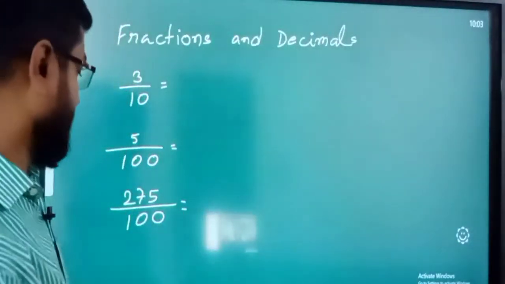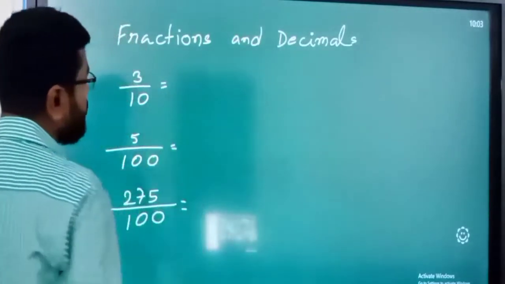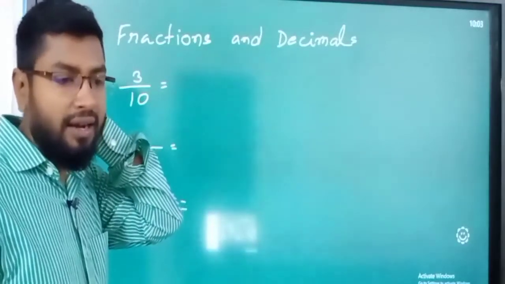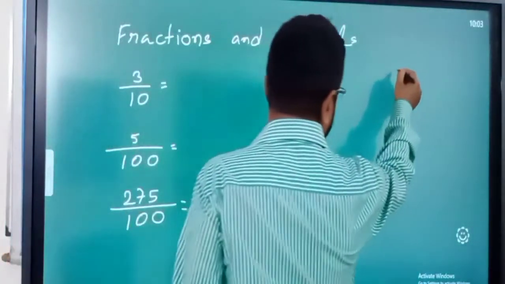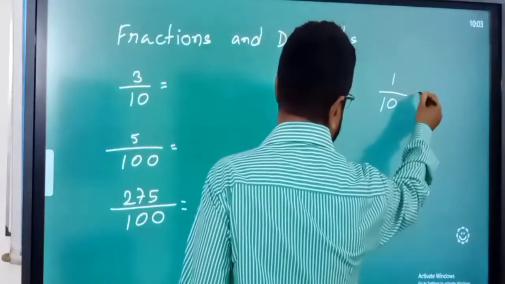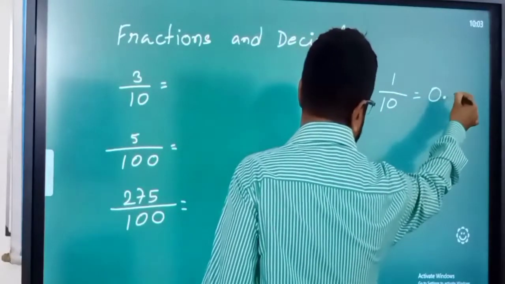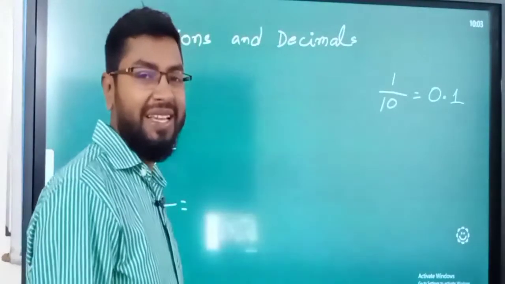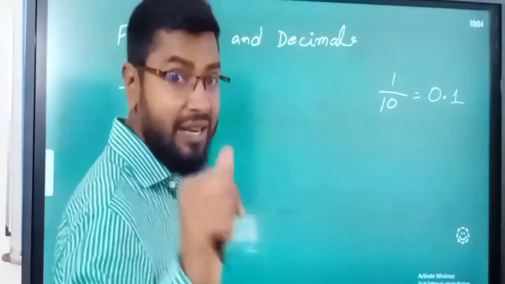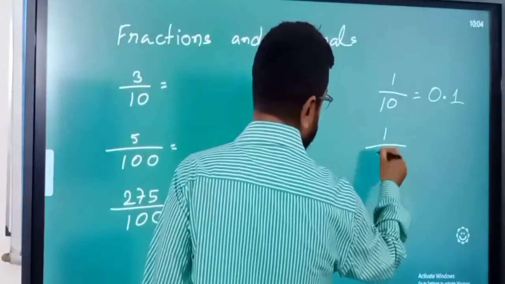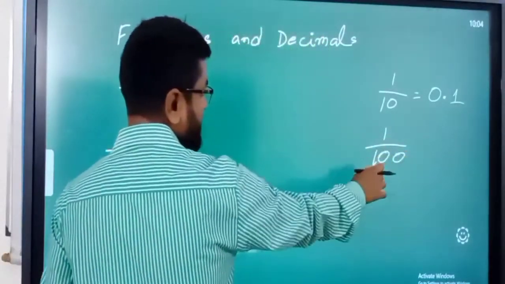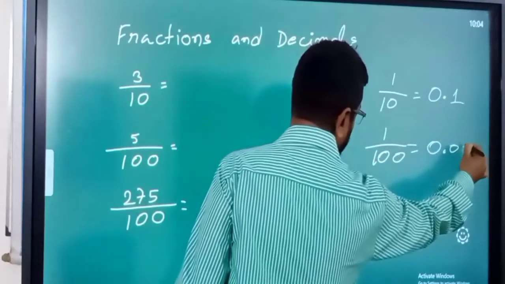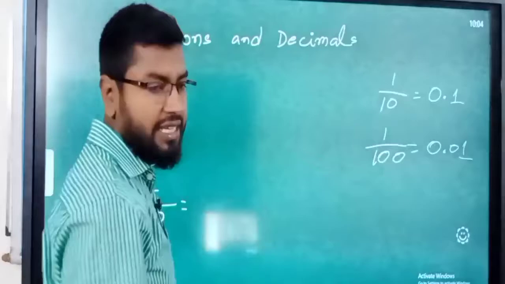See, some fractions we can convert into decimal fractions. It's easy. One thing you will learn: if the denominator is 10, that means after the decimal there will be 1 digit, because 10 has 1 zero. And if it is 100, it will be 0.01. That means after the decimal 2 digits.